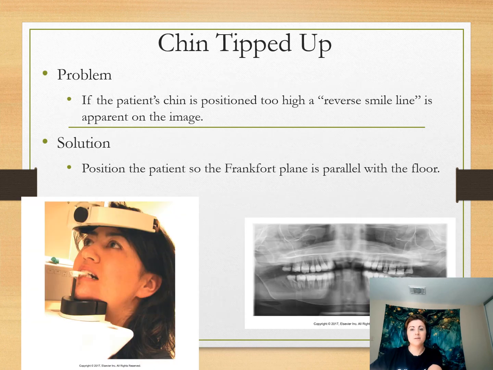Okay, so this is what it looks like when your patient's chin is tilted up too high. You get this weird thing because the teeth naturally in the posterior will curve. Your occlusal plane does naturally, with the curve of Spee, curve up. So if you put your patient in with their chin too high, their anterior teeth are curved this way, but their posterior teeth are still curved because that's how they are. So you're going to get this reverse smile line image on your pano. The solution for this is to completely ignore the Frankfurt plane and to line up the ala-tragus line parallel with the floor.